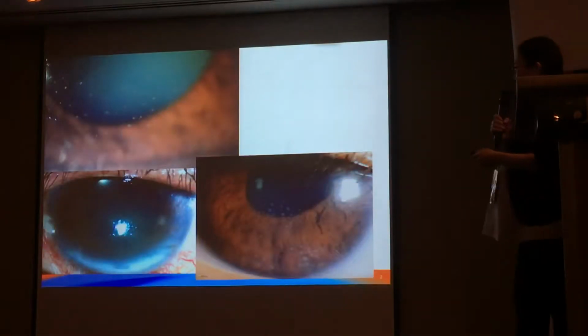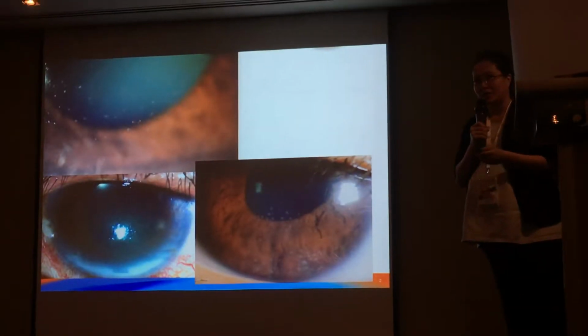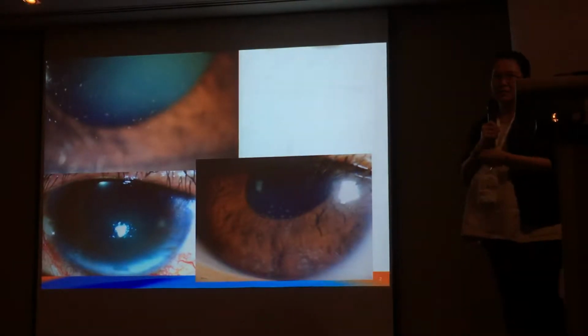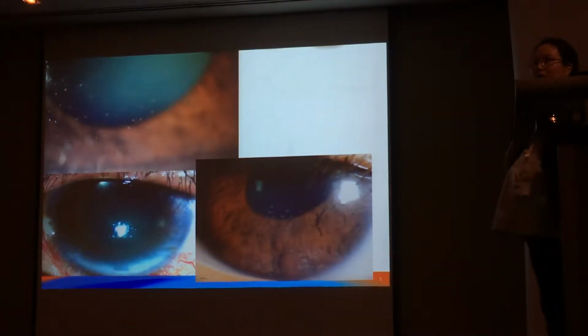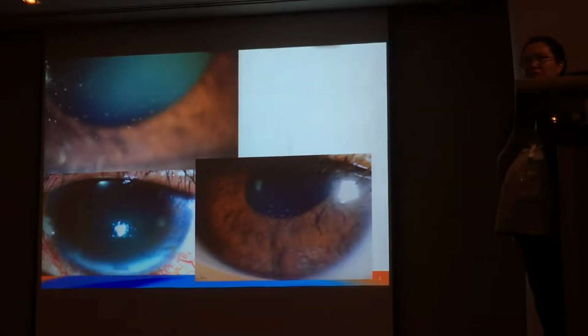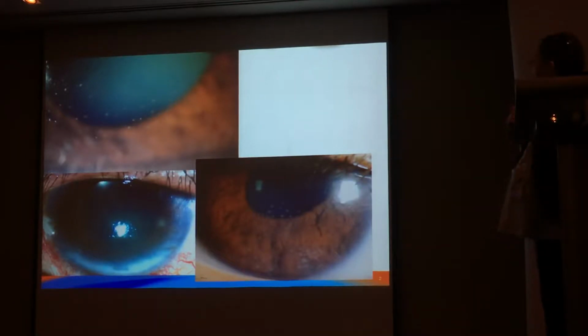So now, can anyone just tell me what you're seeing here in the slides? So these are anterior segment photos. Just feel free to volunteer your answers. KPs, right. So are you able to describe the kind of keratic precipitates that we see here? Okay, maybe the first slide. How would you describe it, or how might you expect your junior to describe it to you?